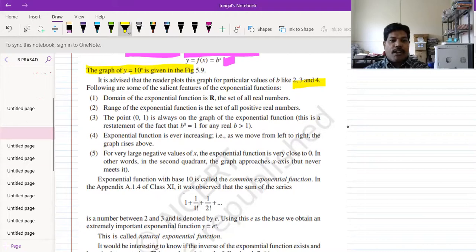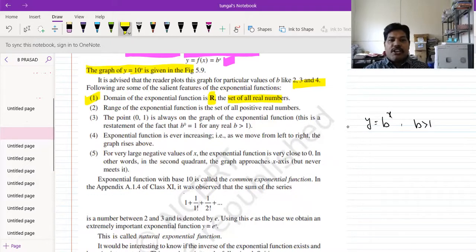First you have to understand what the function is. The domain of the exponential function is R. That is nothing but the set of all real numbers. Why? Because we can give any real number to the given function y is equal to b power x, where b is greater than 1.